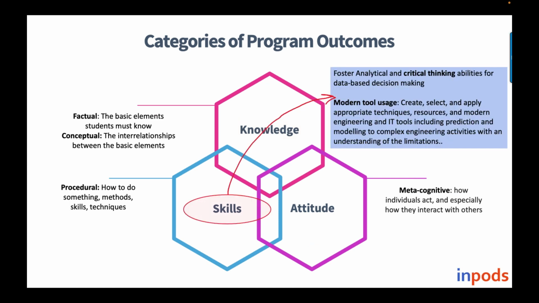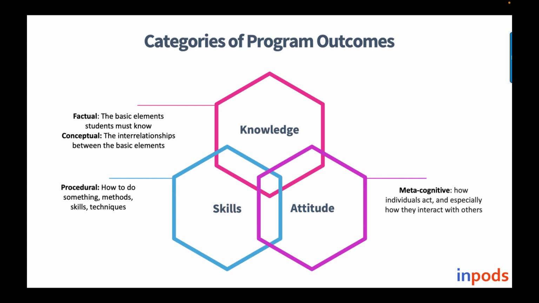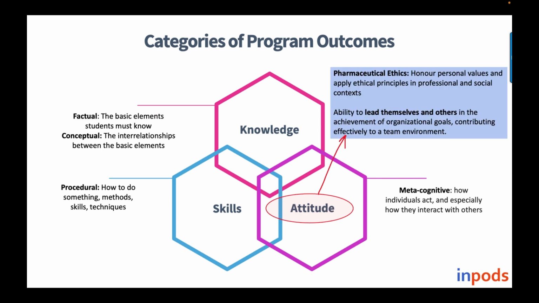Example from procedural skills related POs. This could be a couple of examples there. Modern tool usage: create, select, apply appropriate techniques, resources. This is about using a modern tool, and you can relate it with the description of the procedural knowledge here. That is how to do something, how to use, what are those methods, how to use those methods, skills, and the techniques. The how part is covered in those program outcomes. So that is the expectation that we set for ourselves to design the curriculum in such a way that these skills will be imparted to the students.